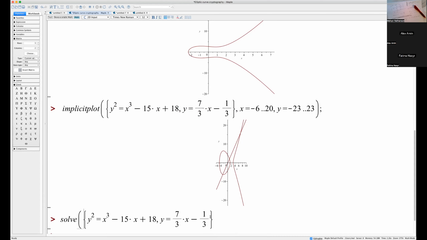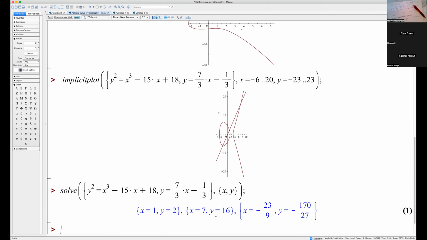I want to solve these two equations for x and y. So when I solve those equations for x and y, I get the first point that I have, x equal 1, y equal 2. The next point, 7, 16. And the new point, when x is minus 23 over 9, y is minus 170 over 20. That's this point.